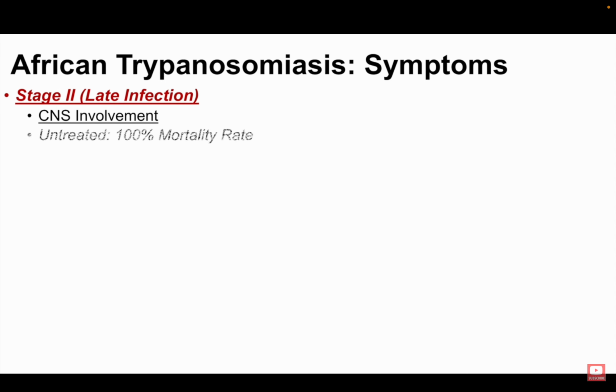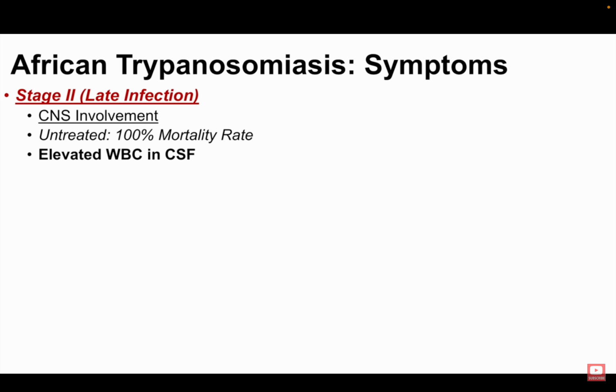So now that we know what happens in the early stages of African trypanosomiasis infection, what happens in the later stages? Well, stage 2, or the late infection of African trypanosomiasis, is considered stage 2 once the central nervous system is involved. And once the central nervous system is involved, if left untreated, the mortality rate is 100%.